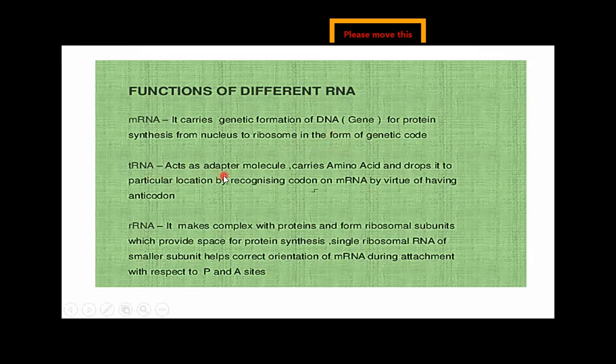Transfer RNA acts as the adapter molecule, carries the amino acid and drops it to the particular location by recognizing the codon on the messenger RNA by virtue of having anticodon. And what is the anticodon? We will discuss. Then the ribosomal RNA makes the complex with proteins and forms the ribosomal subunits, which provide the space for protein synthesis. Single ribosomal RNA of the smaller subunit helps in correct orientation of the messenger RNA during attachment with respect to the P and A site. We will discuss these two things in the translation.